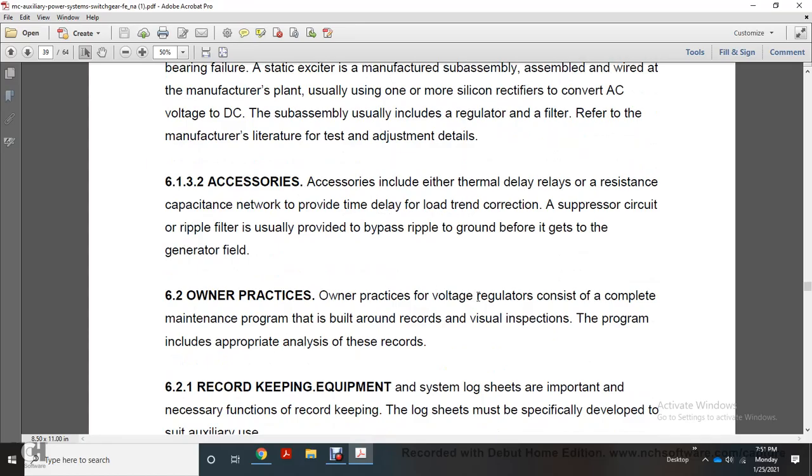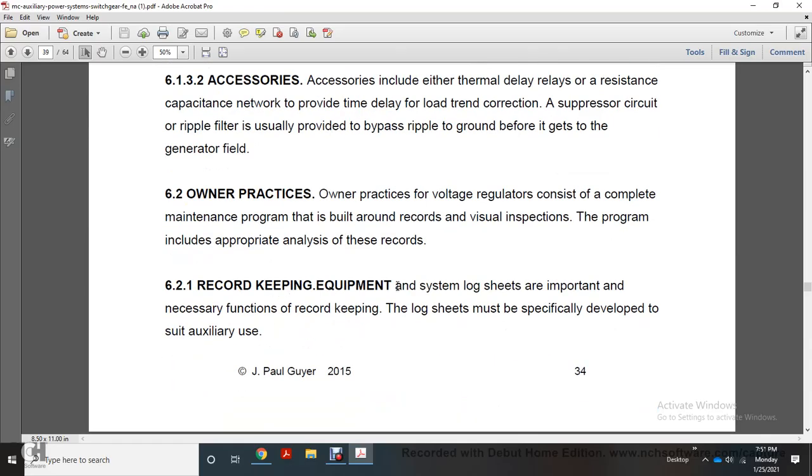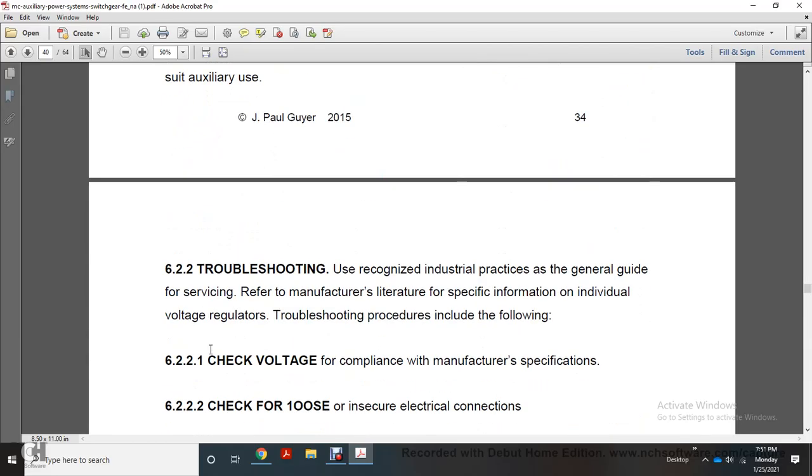Owner practice. Owner practice for the voltage regulator consists of a complete maintenance program with built-around records. The visual inspection program includes appropriate analysis of these records. Record keeping equipment: the system log sheet is important for the necessary function of record keeping. The log sheet must be specifically developed to suit the auxiliary use. 622. Troubleshooting. Use recognized industrial practice.